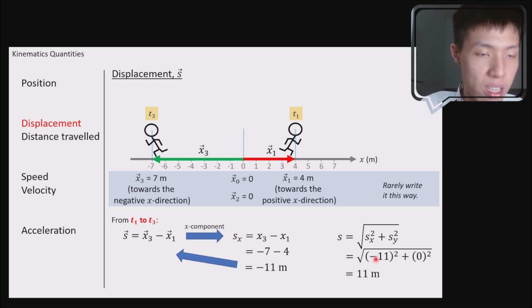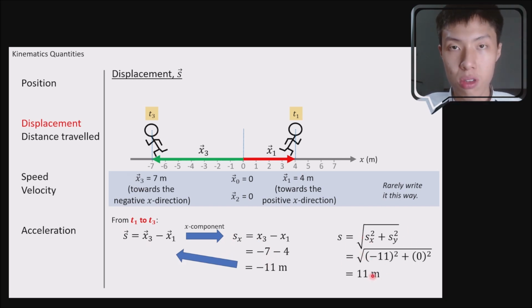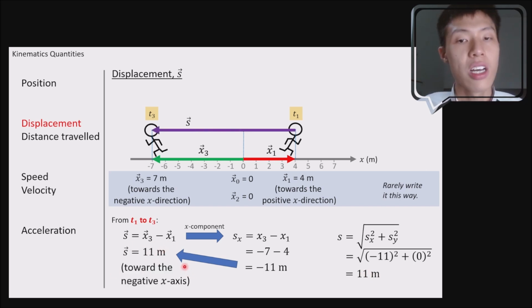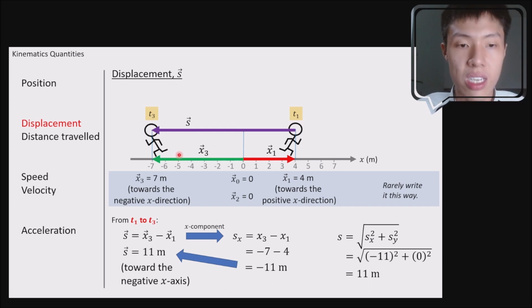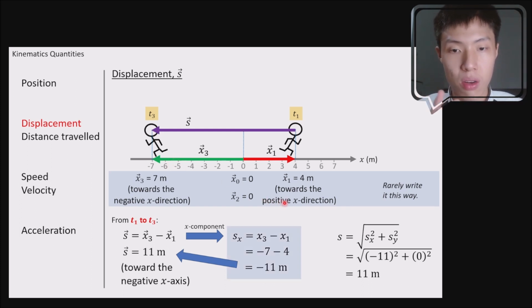Again, you put it into Pythagoras theorem to change it to a positive value, and bring it here: 11 meter towards the negative x-axis. So as you can see here, this displacement vector is 11 meter and it's towards the negative x-axis. Again, when you do it in your working, this is the part that we care about the most. But if they ask you to determine the displacement from T1 to T3, then you might need to give your final answer as magnitude and direction. Okay, so these are a few examples of how to determine displacement.